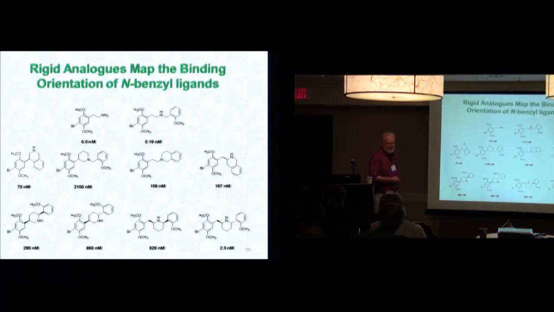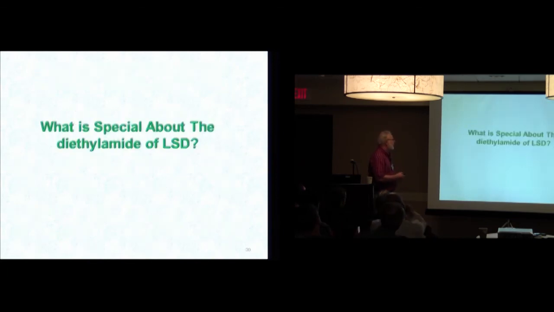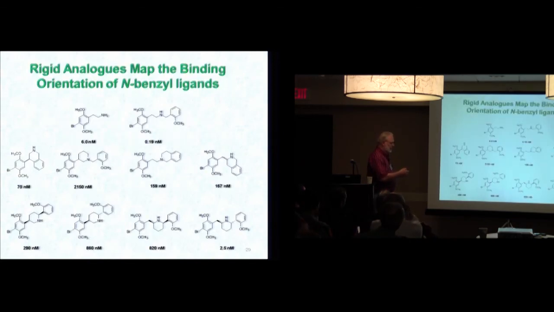So one of the things I got good at doing in my career was making rigid analogs. This is a paper we published in ACS Chemical Neuroscience last year. This is 2CB, and on this particular day it had 6 nanomolar affinity. And we put the ortho-methoxybenzyl on, it had 0.19 nanomolar affinity. We did this because bromine is a lot easier to put on these molecules than iodine, so we wanted to make a series of bromine compounds.